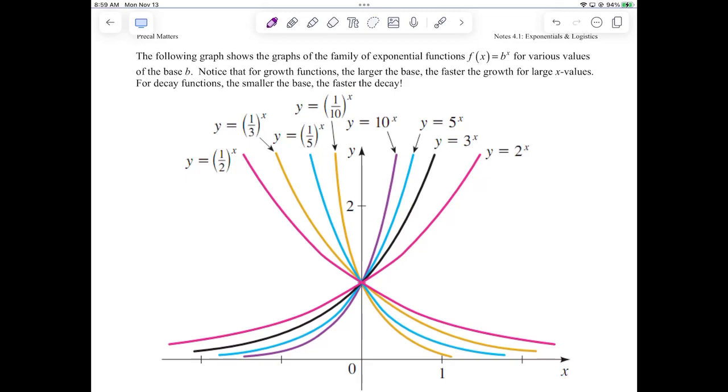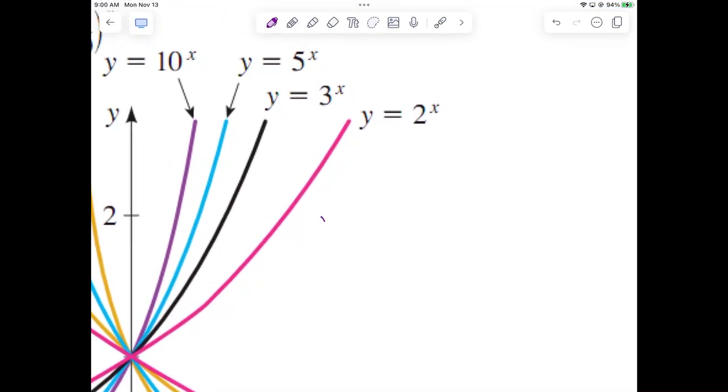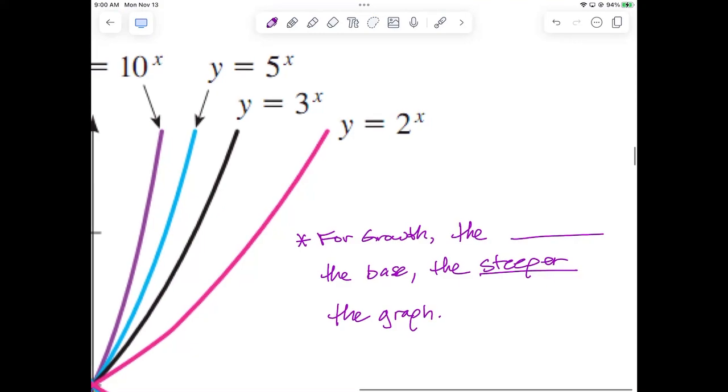Okay, now we can come up with some kind of standard for the steepness of the graph. Let's look at exponential growth. These are all exponential growth. We could say this. For growth, the blank the base, the steeper the graph. What can we put in the blank? The greater, yeah, the greater the base. The greater the base, the steeper the graph.